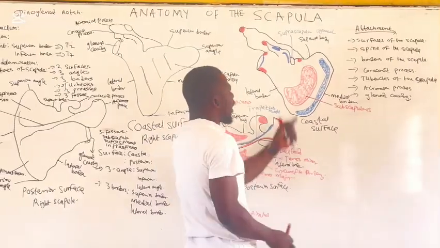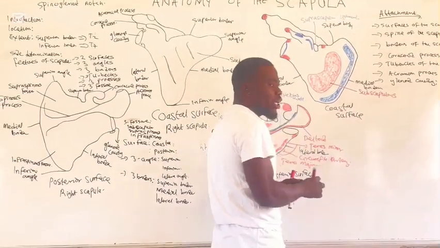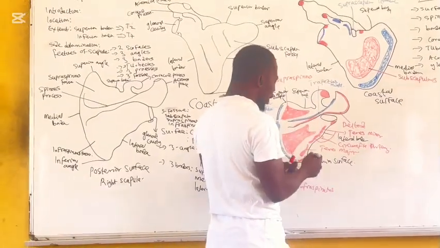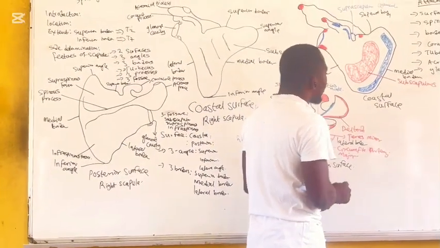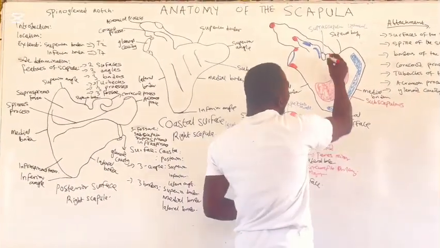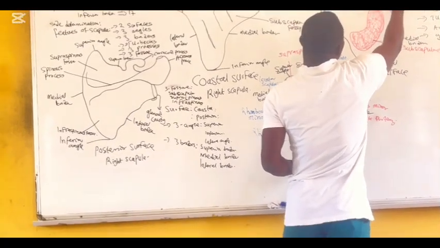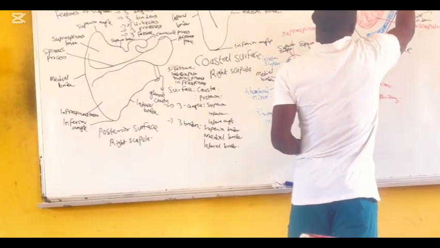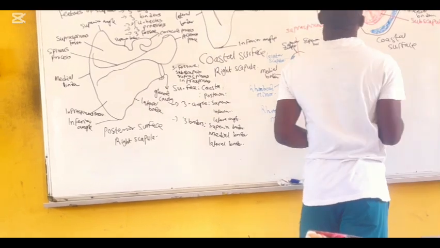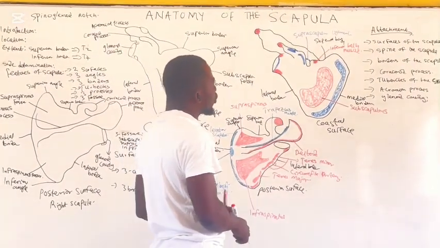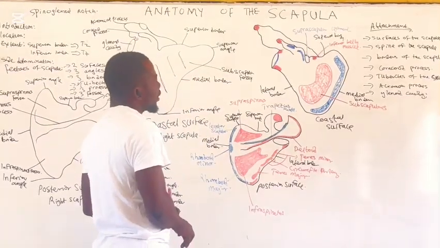Above the foramen, there is the artery. In between the foramen, there are nerves. Again, the superior border also gives origin to the inferior belly of omohyoid muscle. This is the inferior belly muscle. So those are the attachments on the borders of the scapula.